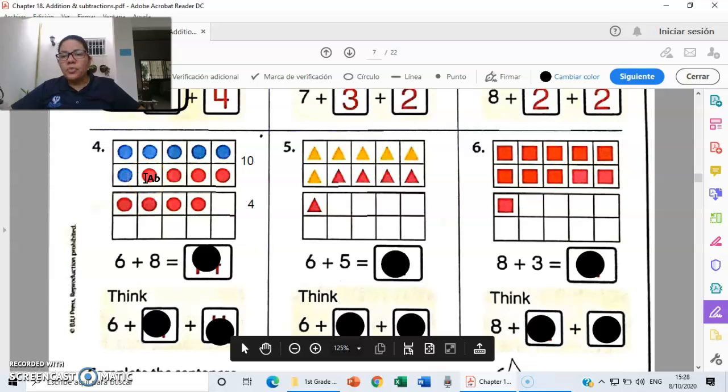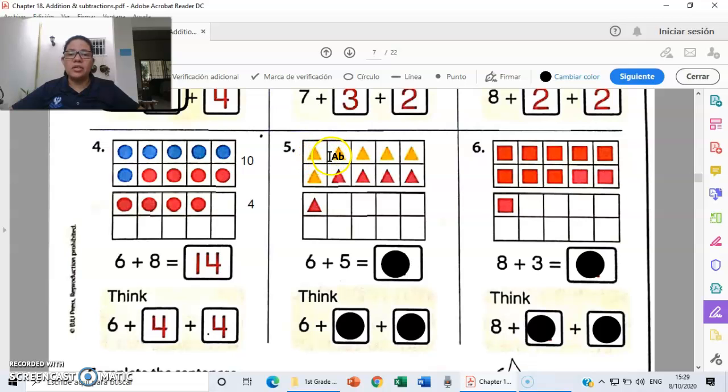So how many red do you add? 1, 2, 3, 4. Those 4 make the group of 10. 6 plus 4 makes 10. And then you have this group alone that is formed of 4 too. So you say 6 plus 4 is 10. And 10 plus 4 is 14. Good job.